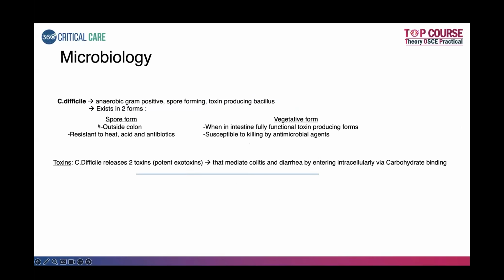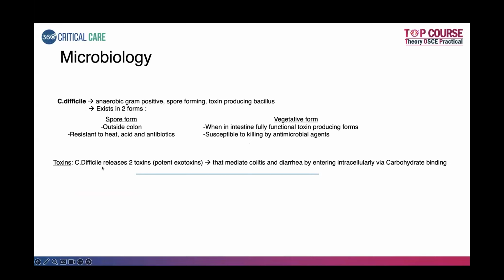So coming to the microbiology, C. difficile is an anaerobic gram-positive spore-forming toxin-producing bacillus. It exists in two forms. One is the spore form, which is outside the colon. It is resistant to heat, acid, and antibiotics. Whereas the vegetative form is when it is in the intestine, the fully functional toxin-producing form, and it is susceptible to killing by antimicrobial agents.